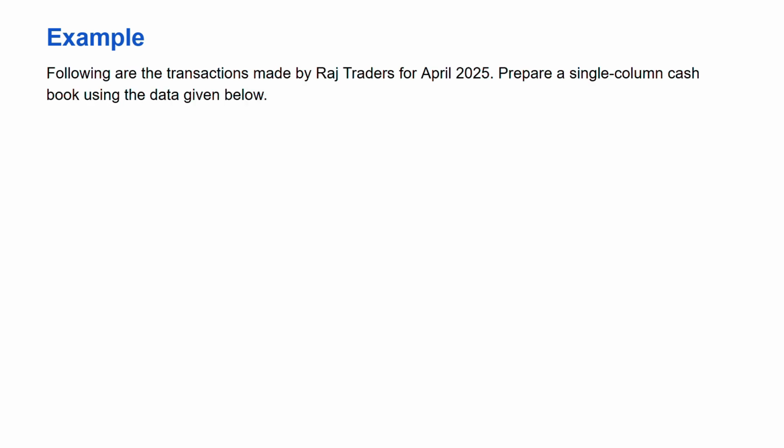Example of single column cash book. Now let's apply what we have learned into a practical example. Following are the transactions made by Raj Traders for April 2025. Prepare a single column cash book using the data given below.